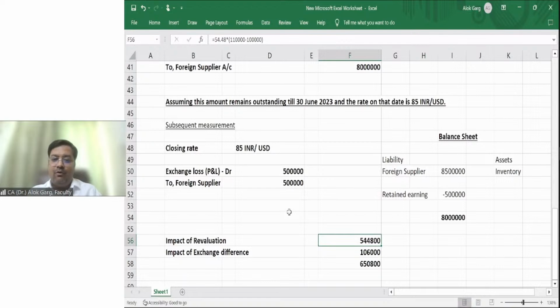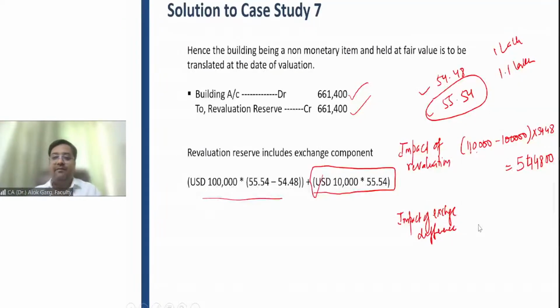Okay. 54.48 plus 6,50,800. So 55.54 minus 54.48, right? So this is coming out to 6,50,800. Impact of exchange difference will be 1,06,000 and 6,50,800, right? Is that clear? 10,000 multiplied by 55.54. How much is it coming out at?